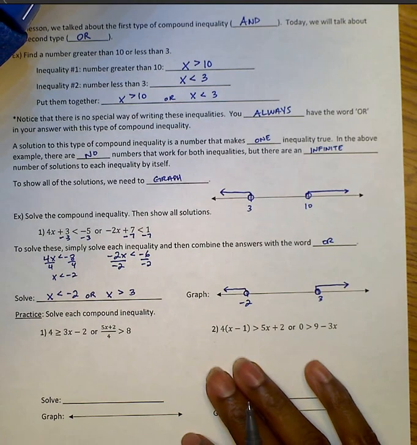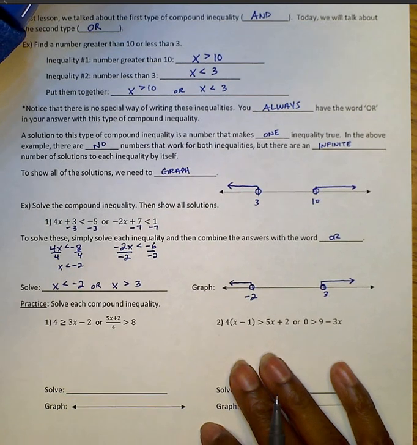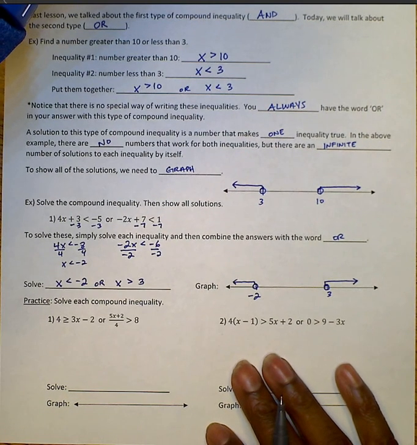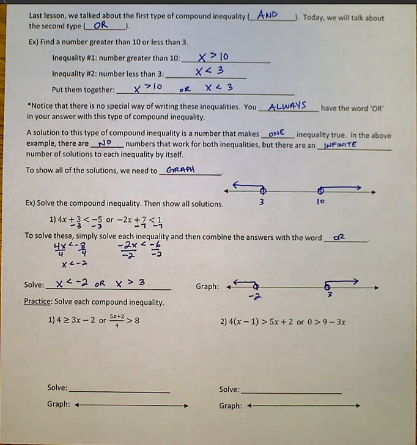Basically with OR inequalities, you're really just solving two problems together. AND inequalities kind of felt that way too, like we're solving two inequalities. With OR inequalities, you're definitely just solving two inequalities for the same problem.